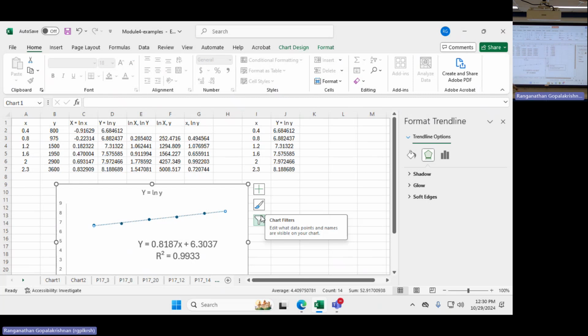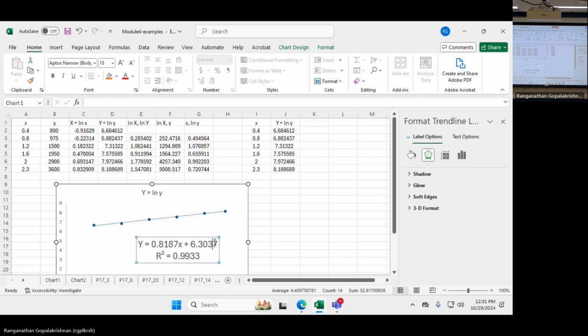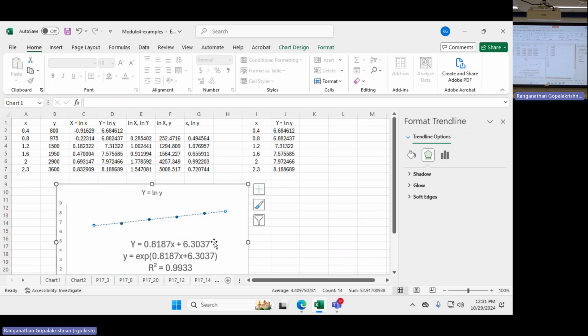Lowercase y is equal to the exponent of 0.8187x plus 6.3037. That's it. The problem stops here. The question would be, get a 2-parameter fit for the following data. This is the 2-parameter fit. You can stop here.